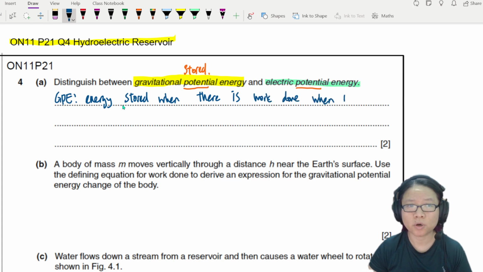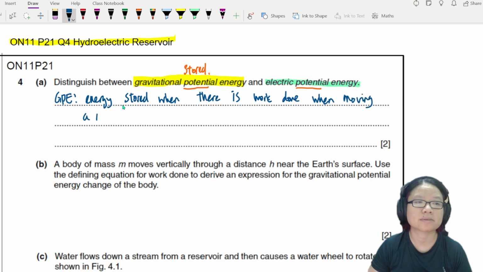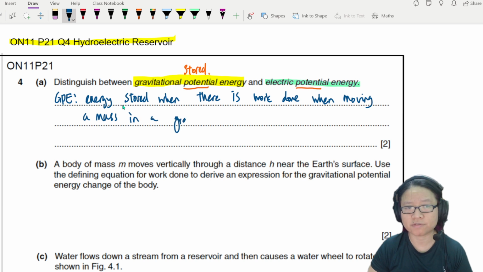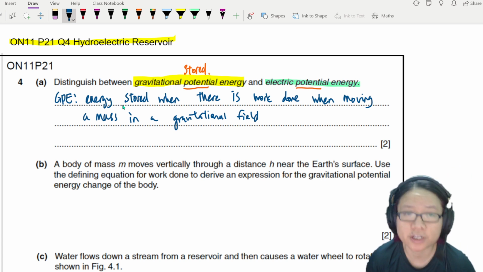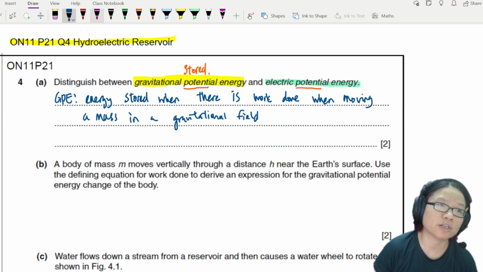When moving, what do we move? A mass in a gravitational field. So let's say you move the mass either up or down. This is all gravitational potential energy. What about electric potential energy?